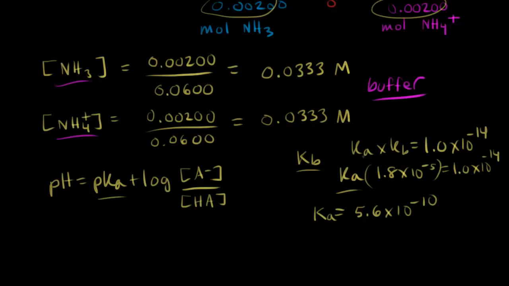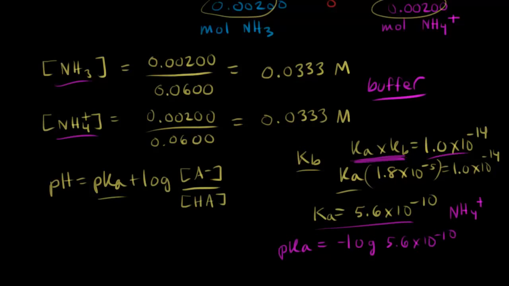So if you remember this from an earlier video, for a conjugate acid-base pair, if you multiply Ka times Kb, you get this. And so now we've just solved for the Ka is 5.6 times 10 to the negative 10. This is for NH4 plus. So next we can find the pKa, because the pKa is the negative log of the Ka. So the negative log of 5.6 times 10 to the negative 10.